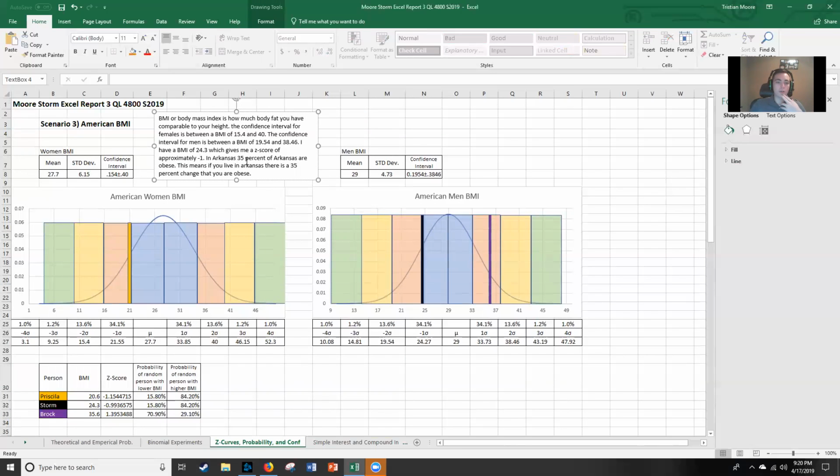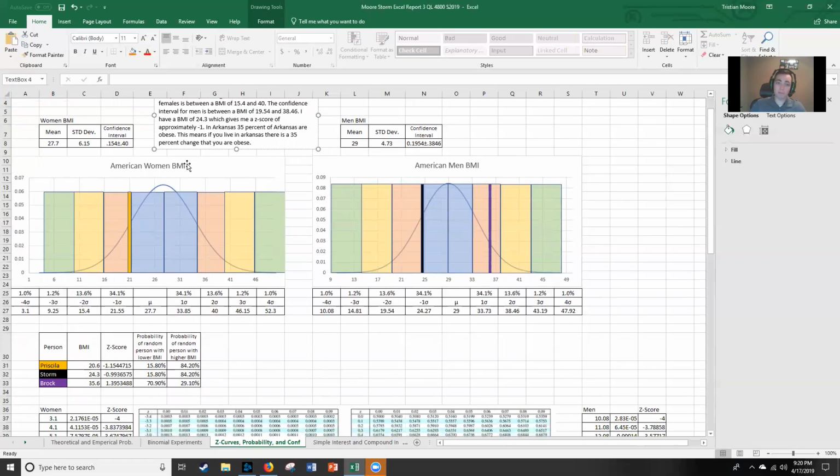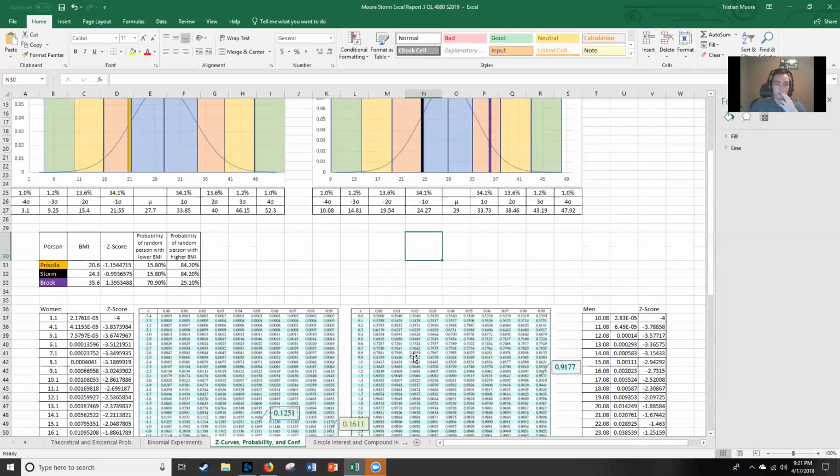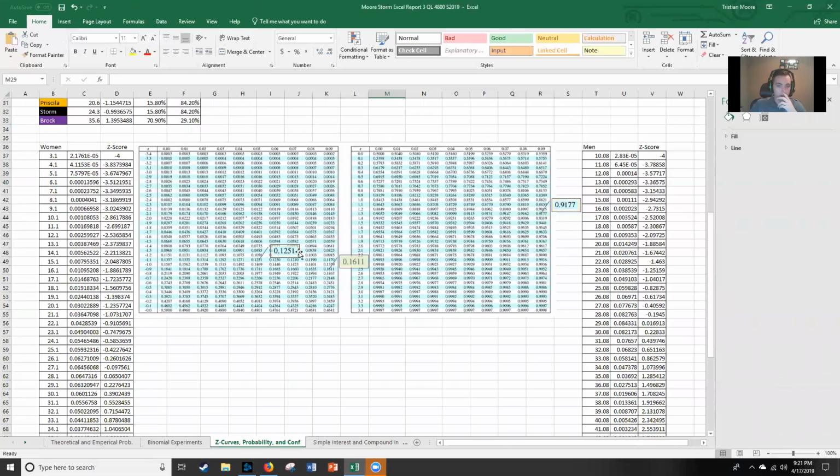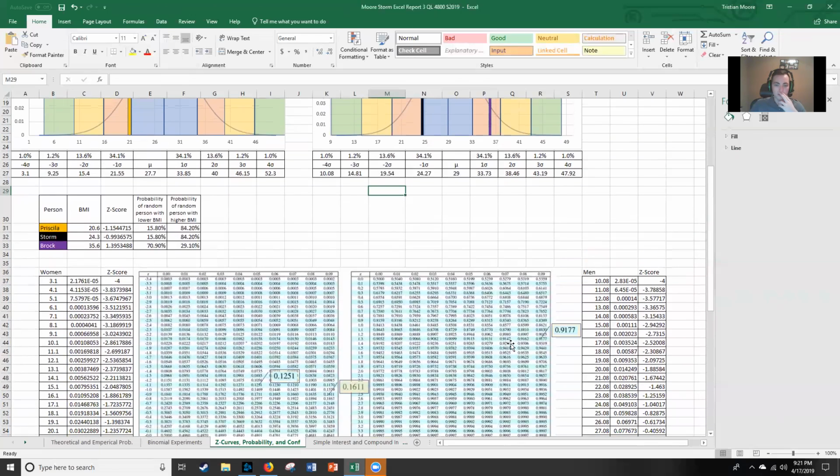So in Arkansas, 35% of Arkansans are obese. So this means if you live in Arkansas, there's a 35% chance that you are going to fall somewhere outside of a z-score of +2, or outside a z-score of +1. And here are some of my calculations here. And here I've highlighted all of our BMIs.